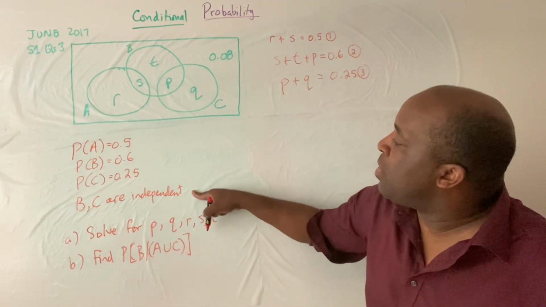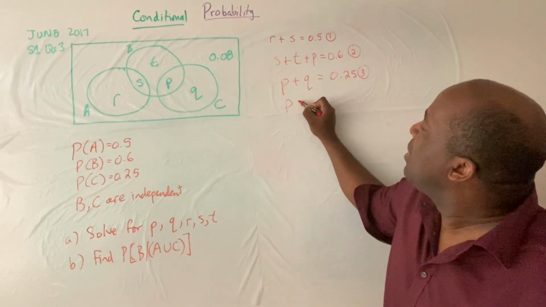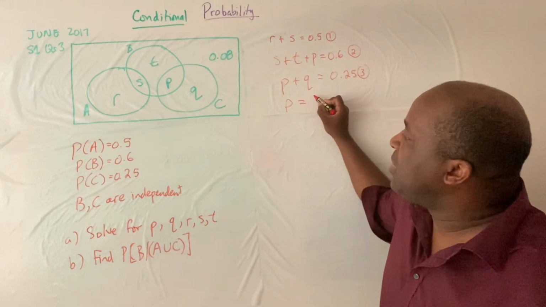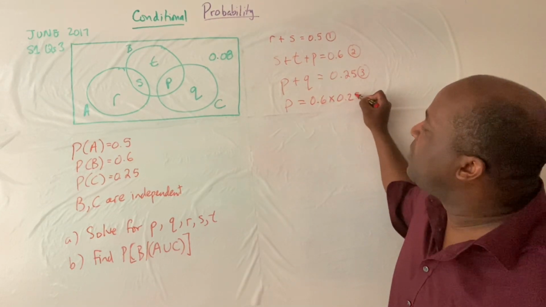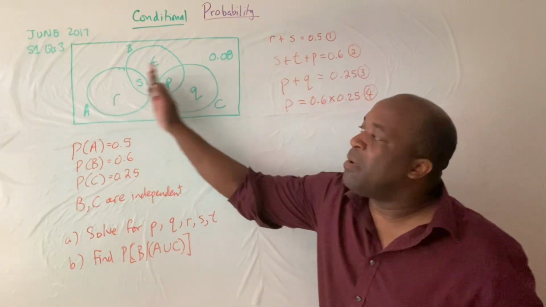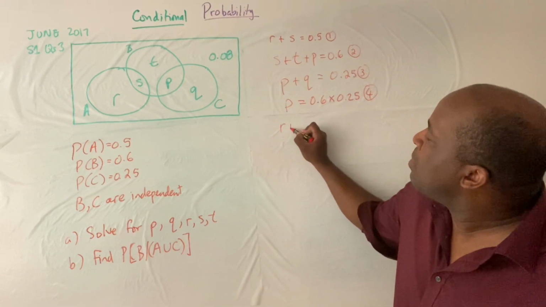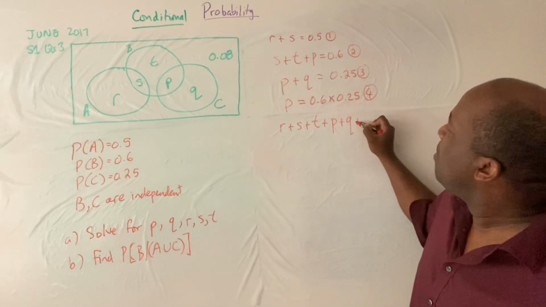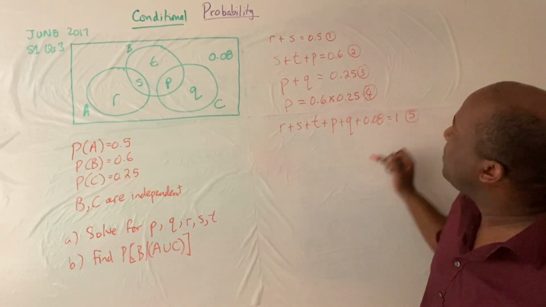So B and C are independent. B overlaps with C gives us P. So P is equal to the probability of B times the probability of C. So that's equal to 0.6 multiplied by 0.25. So that would be equation 4. And the fifth equation is that the sum of the probabilities will add to 1. So that's R plus S plus T plus P plus Q plus 0.08 all adds up to 1. And that's the fifth equation.